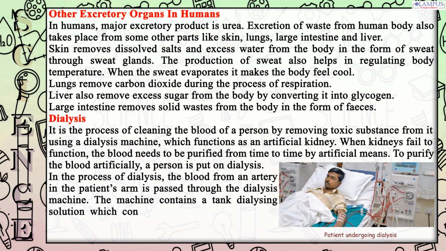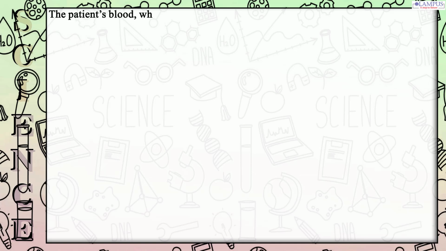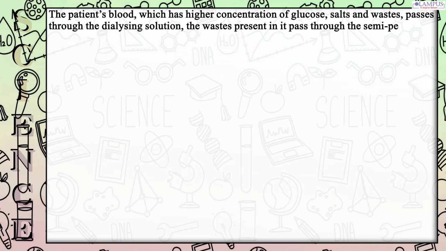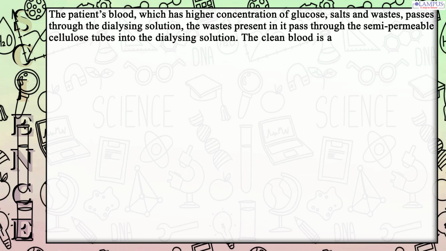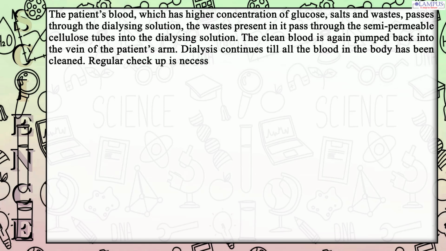The machine contains a tank of dialyzing solution which contains water, glucose and salts with concentration similar to that which is normally present in blood. The patient's blood, which has higher concentration of glucose, salts and wastes, passes through the dialyzing solution. The wastes present in it pass through the semi-permeable cellulose tubes into the dialyzing solution. The clean blood is again pumped back into the vein of the patient's arm. Dialysis continues till all the blood in the body has been cleaned. Regular checkup is necessary for this.